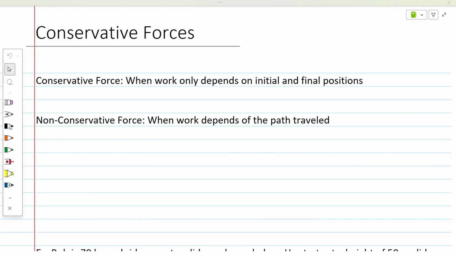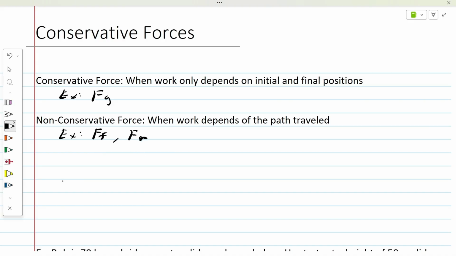So a conservative force is when work only depends on the initial and final position. An example of this would be the force due to gravity. It only depends on the initial and final position when we're relating the energies, like gravitational potential energy, for example. A non-conservative force is when work depends on the path that's traveled. An example of this would be the force due to friction, or a force like air resistance. We'll say a resistive force.